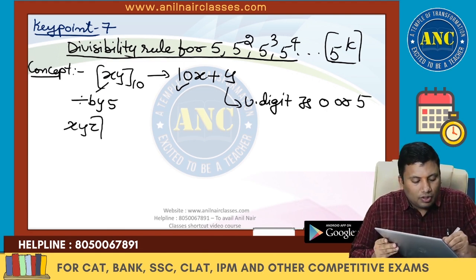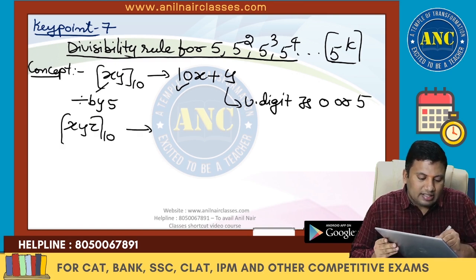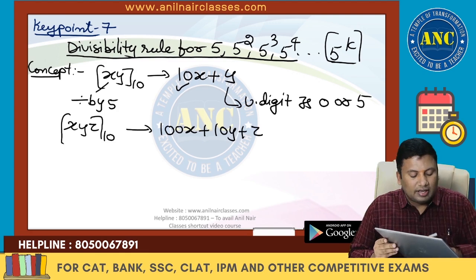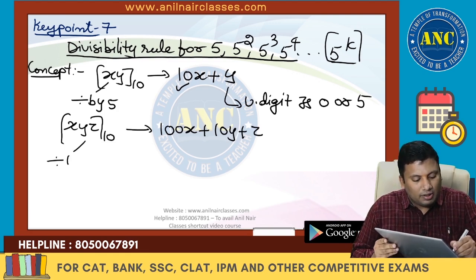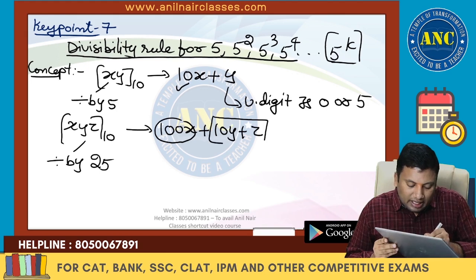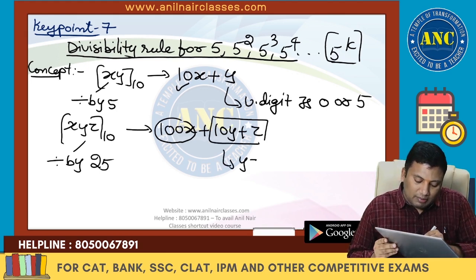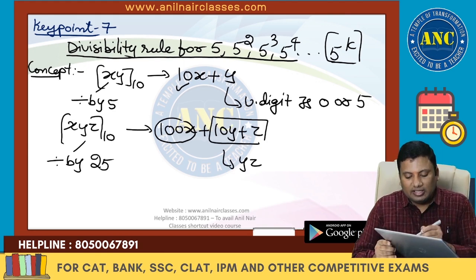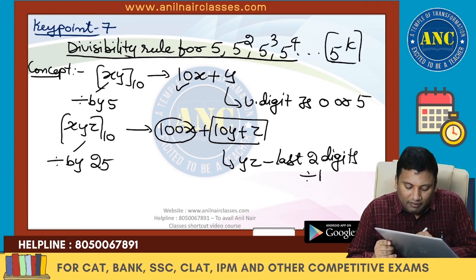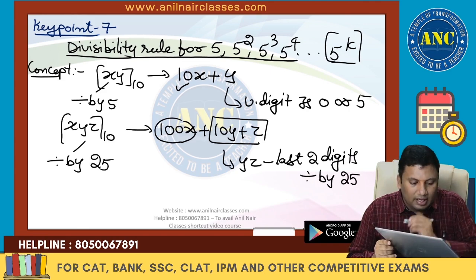Take xyz in base system 10, where x is in the hundreds place: 100x plus 10y plus z. If this is divisible by 25, note that 100 is nothing but 4 into 25. That means 10y plus z, which is nothing but the last 2 digits yz, should be divisible by 25. The last 2 digits should be divisible by 25.